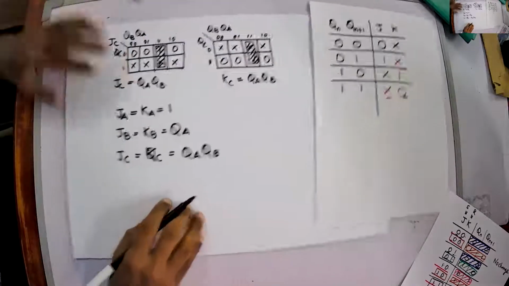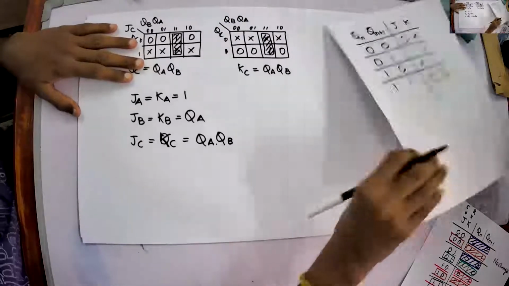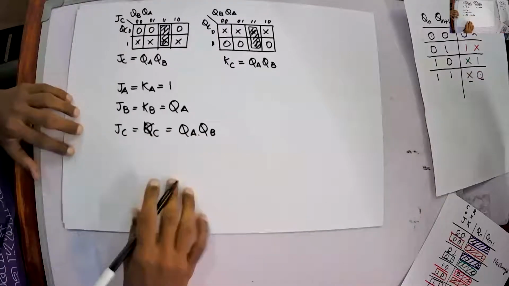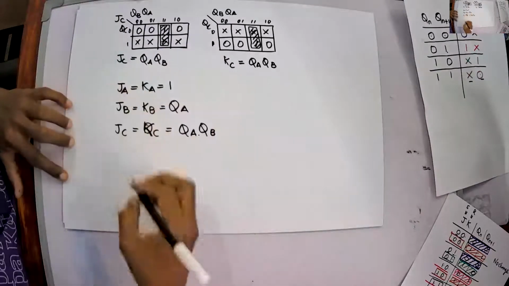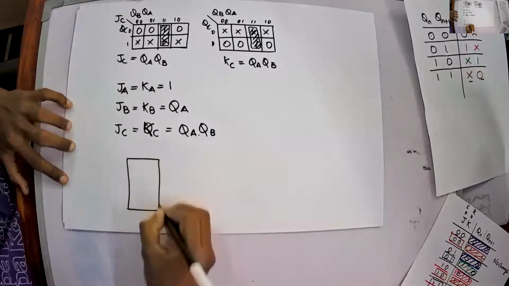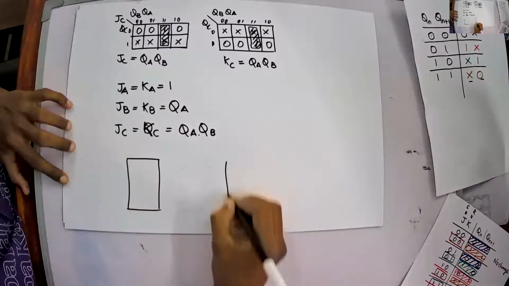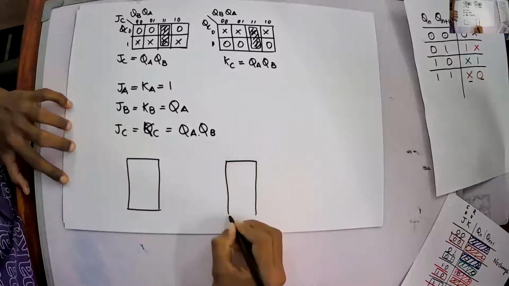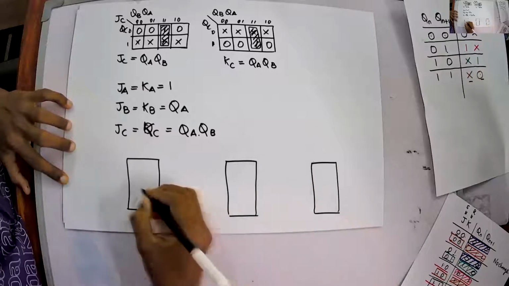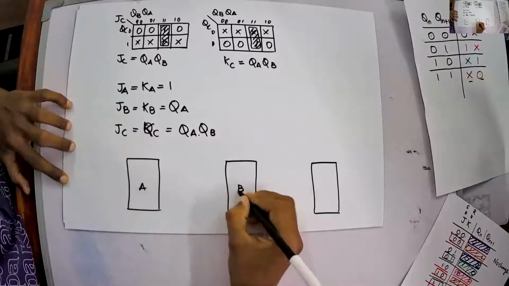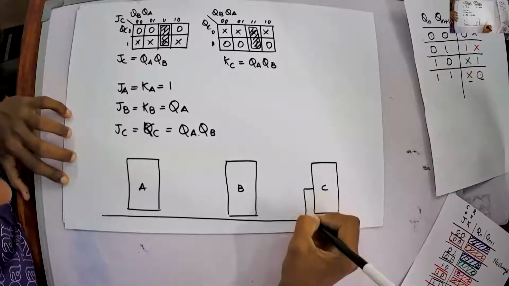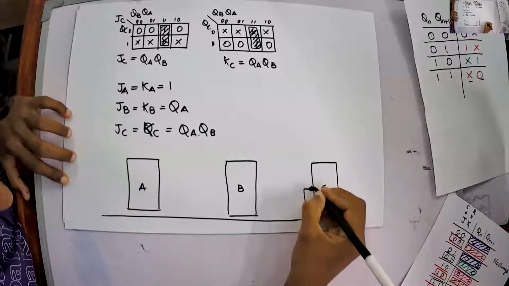Now I need to draw the circuit. I need to draw the counter circuit using these 3 inputs. So now I'll draw it in the same order. First, I can put my A, B, C. This is A, B, and C. All of them are powered by the same clock.